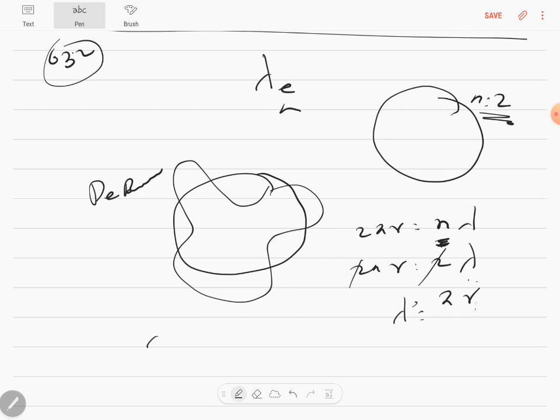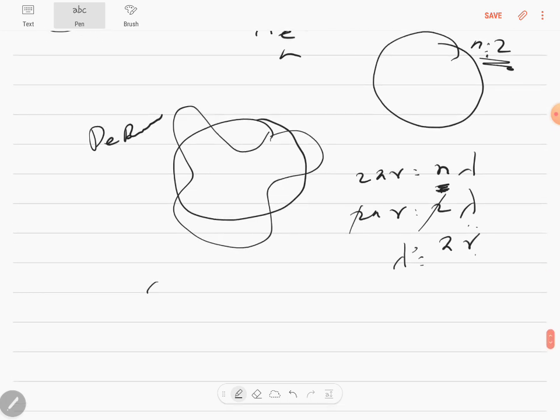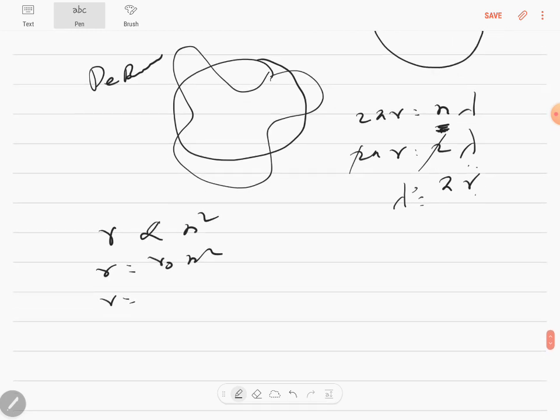But you should know what is the r of the second orbit, and you have mugged up the formula to find the radius. r is proportional to n square. r is equal to r naught into n square, where r naught is some angstrom, what was it? 0.53 angstrom into n square. Okay, one second, I'll just quickly recap that.